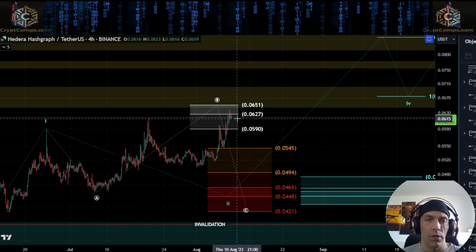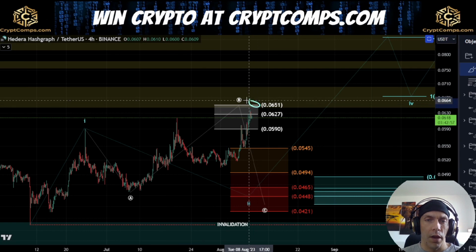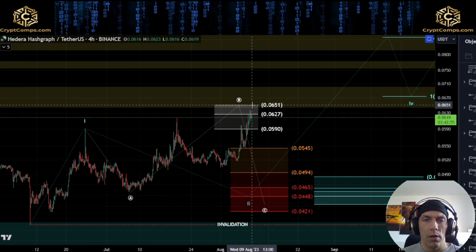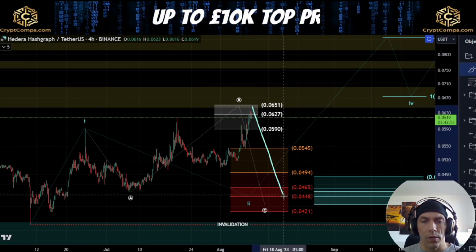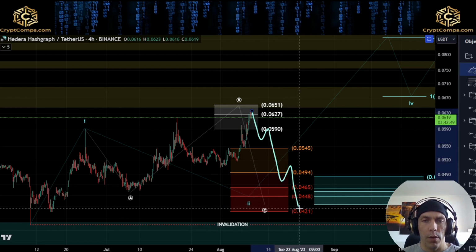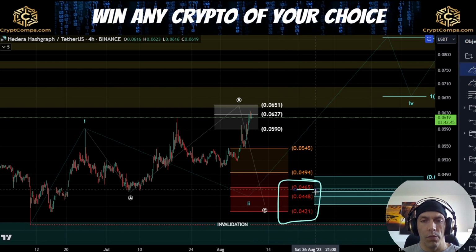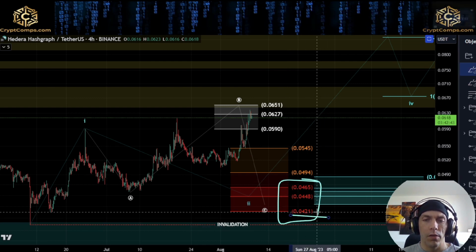So we have come up into this zone. What I want to be just aware of here is that if we fail to break back above this high, what I would be then looking for is that possibility of this to develop as a C wave down. Now, what we'd be looking for here would be a 5-wave move to the downside, looking to bring us down into this target box of this 0465 to this 0421.